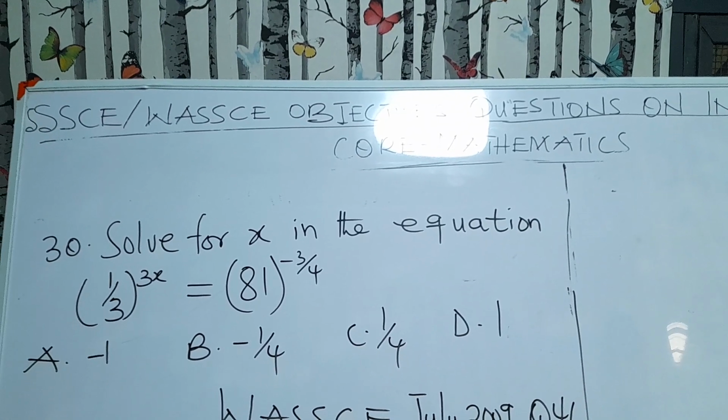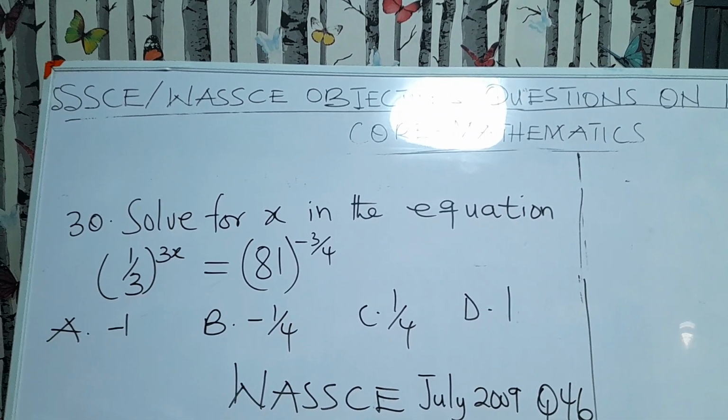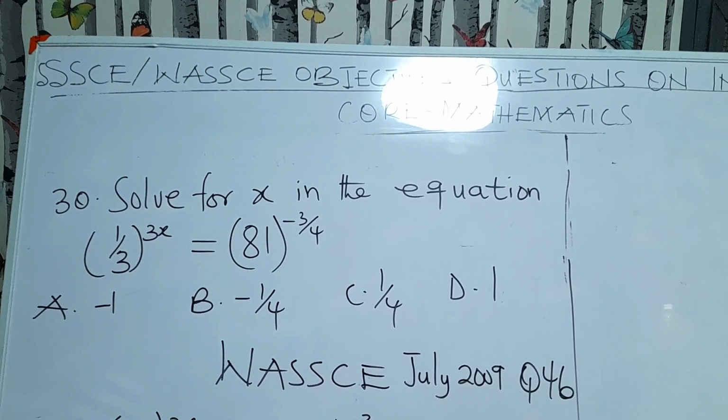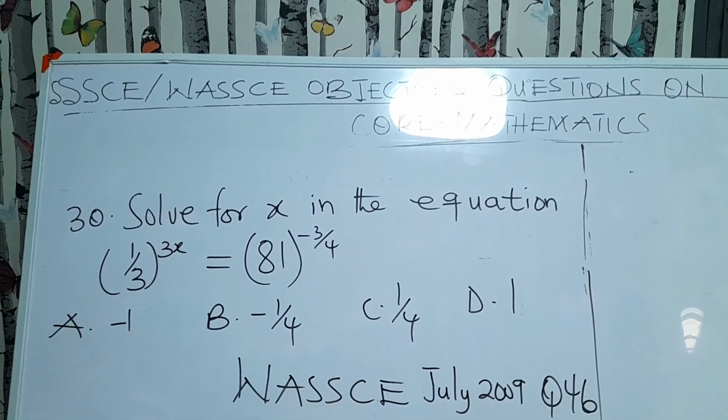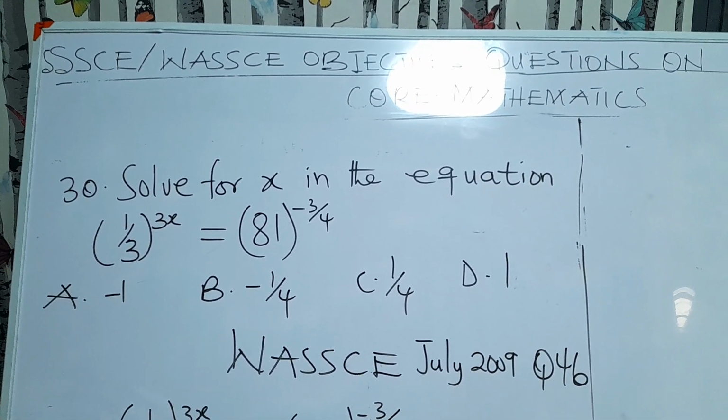So our next one, question number 30 on indices. Solve for x in the equation (1/3) exponent 3x equal to 81 exponent negative 3 over 4. The possible answers are there. This is WASSCE July 2009, objective question number 46.